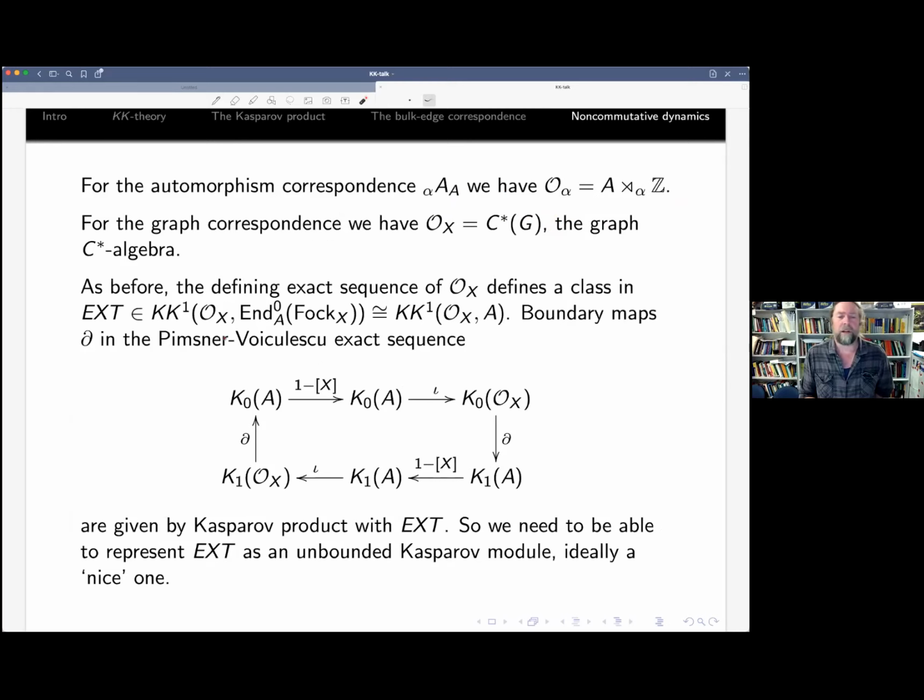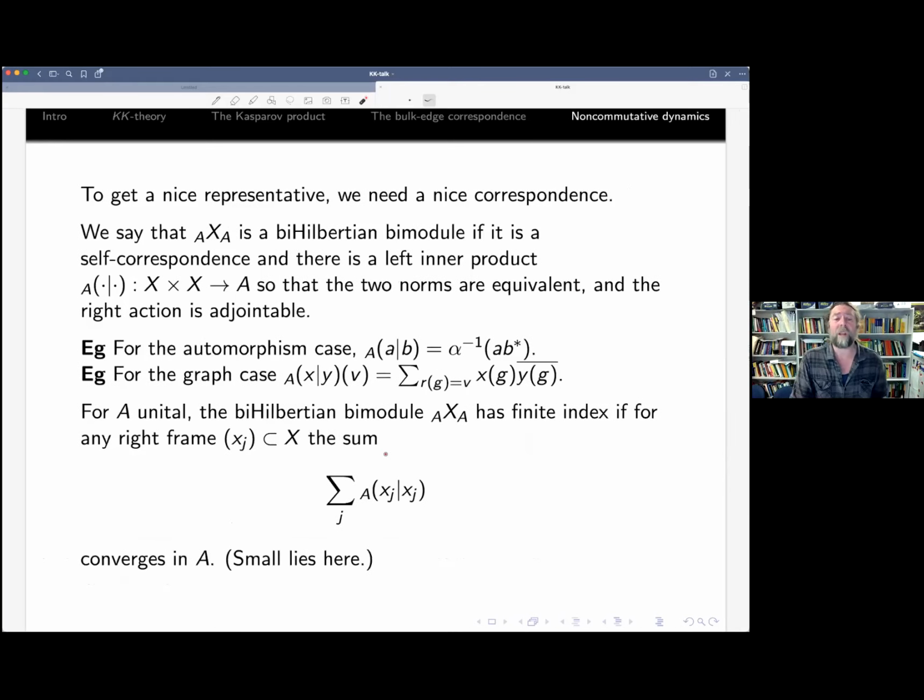Okay, so this is what I was saying about the extension class. Again, in the Pimsner-Voiculescu sequence, these boundary maps are given by Kasparov products with that extension class. So we would like to be able to represent it nicely. To get a nice representative, you kind of need to start with a nice module. Or at least that's what we know how to do so far.